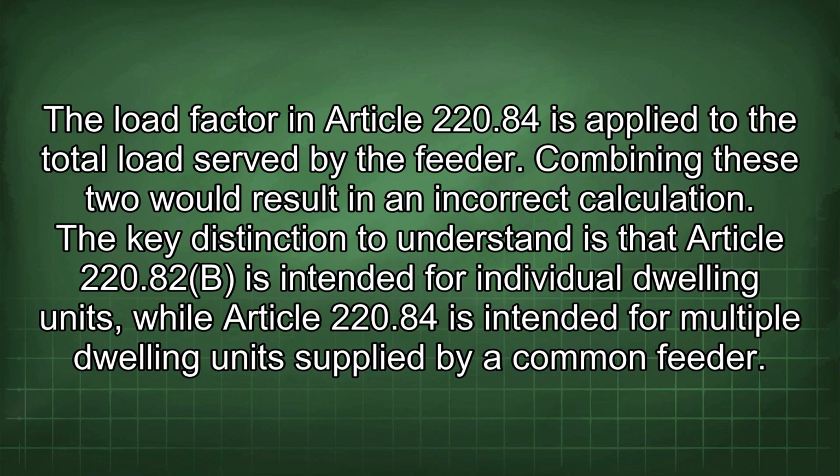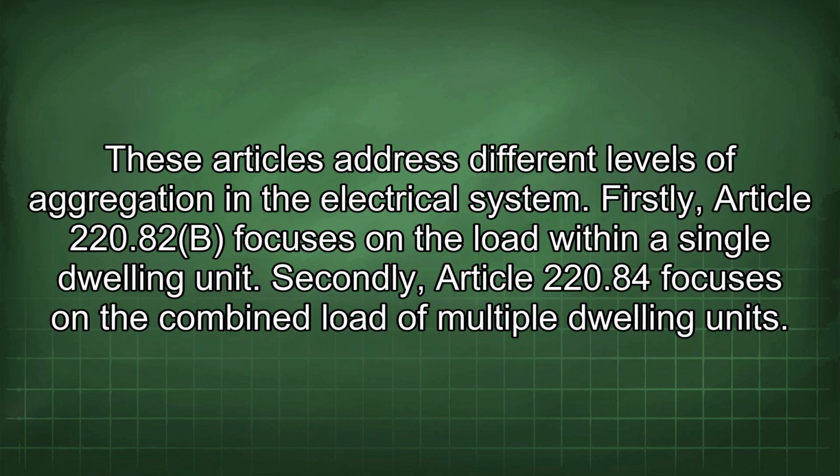The key distinction to understand is that Article 220.82(B) is intended for individual dwelling units, while Article 220.84 is intended for multiple dwelling units supplied by a common feeder. These articles address different levels of aggregation in the electrical system. Firstly, Article 220.82(B) focuses on the load within a single dwelling unit. Secondly, Article 220.84 focuses on the combined load of multiple dwelling units.